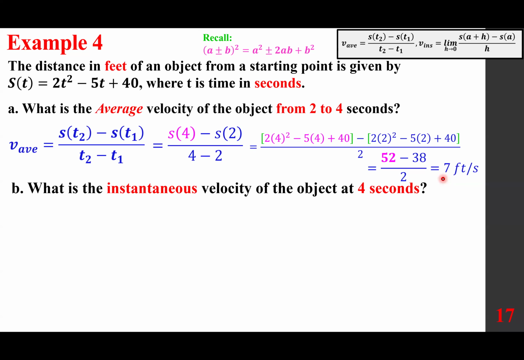What is the instantaneous velocity at 4 seconds? And by the way, reminding you, 2 points in time means average, 1 point in time means instantaneous. Then you can use the definition. V instantaneous is the limit of S of A plus H minus S of A over H as H approaches 0, and you replace the A with 4.